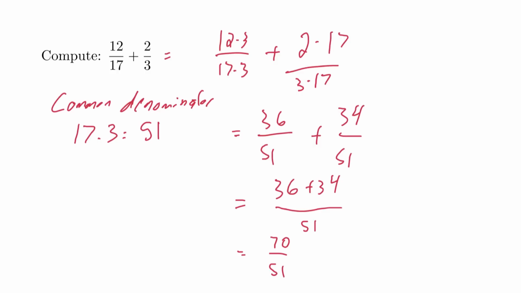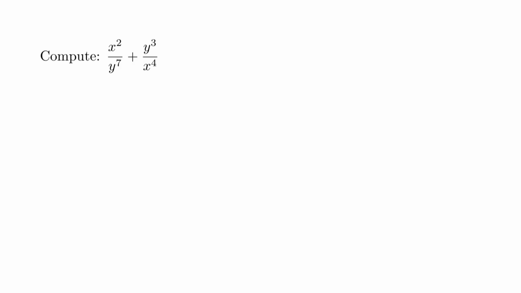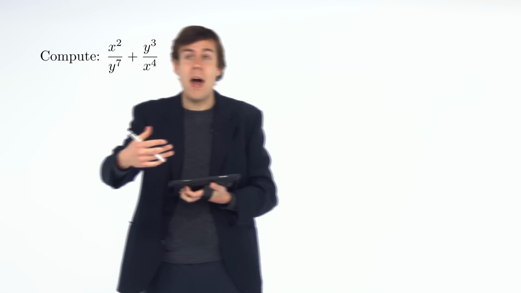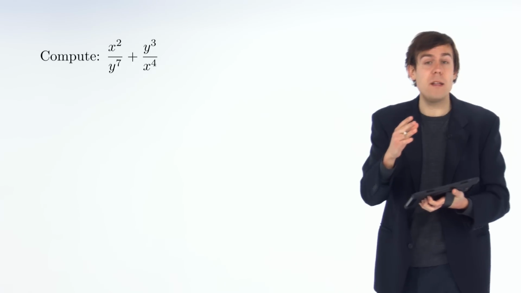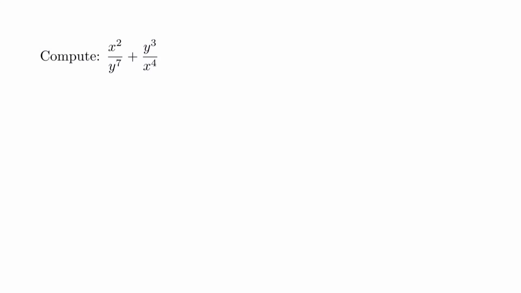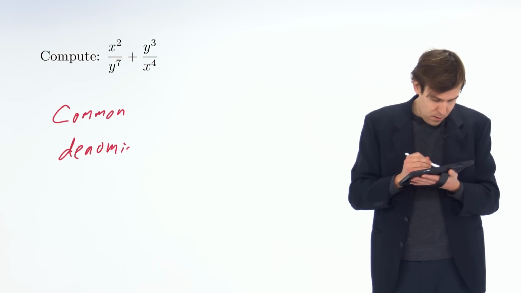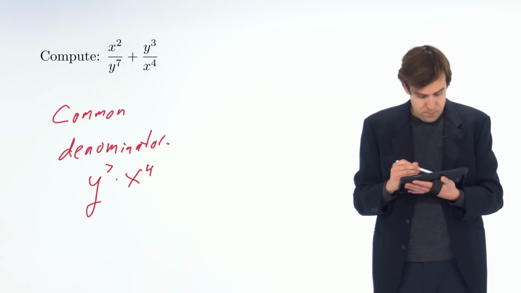Okay, so again, in order to add the fractions, I had to find a common denominator. Let's look at a more abstract example, where here I don't have concrete numbers, I have two variables, x and y. I can still play the same game. I just had to find a common denominator abstractly. So what's the common denominator here? Well, it's y to the 7th times x to the 4th.